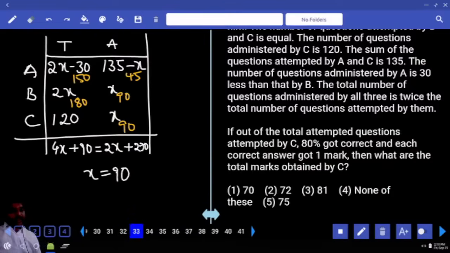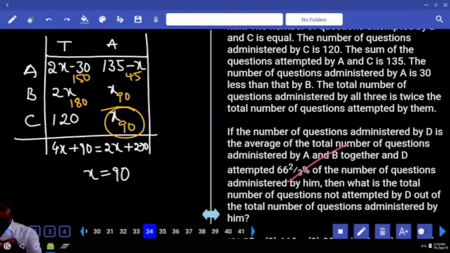If out of total questions attempted by C, 80% got correct and each correct answer got 1 mark, then what are the total marks obtained by C? 80% of these questions are correct. 10%, 9. 9 into 8, 72. Each question carries 1 mark. There is no information about negative marking, so answer 72.